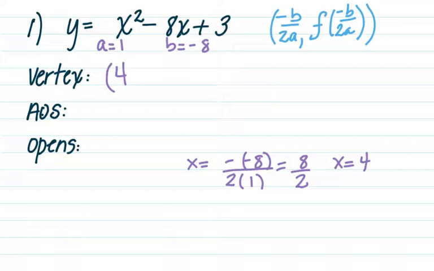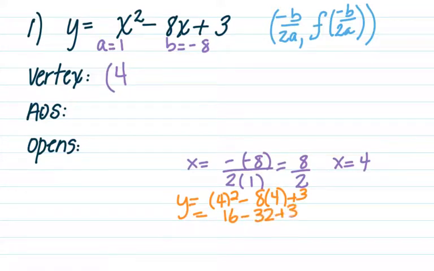Now to find y, we're just going to plug in our x into the equation. So it's going to be 4 squared minus 8 times 4 plus 3. So 4 squared is 16, minus 32, plus 3. 16 minus 32 is negative 16, plus 3, which is negative 13. So our y-coordinate is negative 13. So this is where our vertex is on the graph.